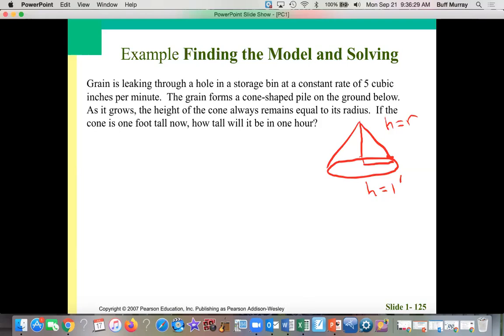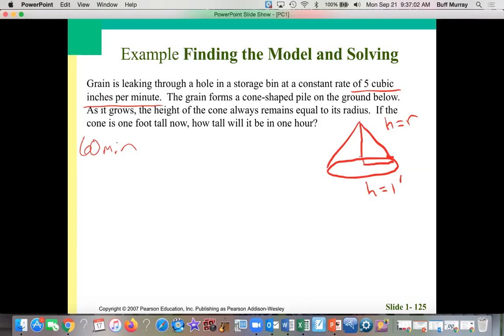And we want to know the height of the cone in what? 1 hour, which I'm going to write as 60 minutes, because this is given in cubic inches per minute. Okay. So how are we going to use what we're given here to come up with an answer? Basically, the pile's going to be taller, right? We want to figure out how tall it will be in 1 hour.